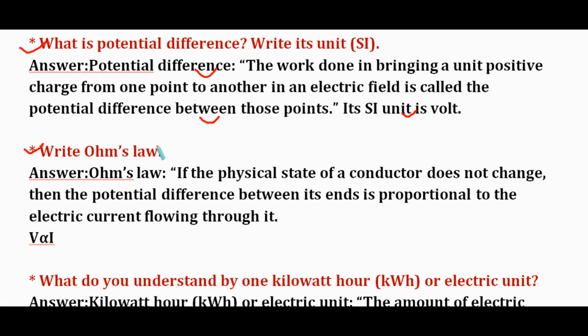Now question, write Ohm's law. So let us see Ohm's law. If the physical state of a conductor does not change, then the potential difference between its ends is proportional to the electric current flowing through it, and it is written as V proportional to I. You can also write this formula as V equal to IR, where V is potential difference, I is current, and R is resistance.